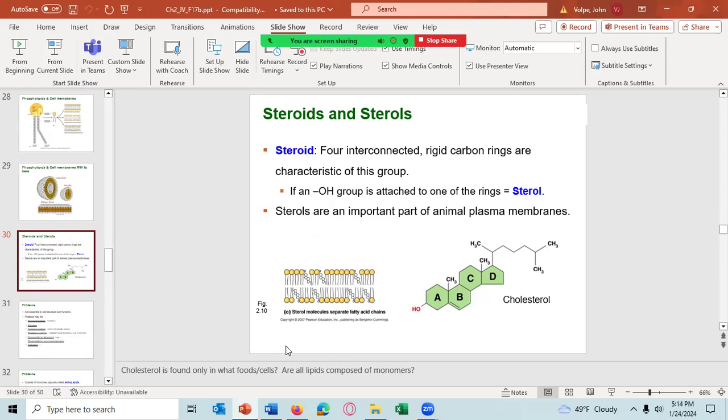A steroid is four interconnected rigid carbon rings characterizing the group. The most famous is cholesterol, shown here, and it has four rigid carbon rings. If there's an OH group attached to the steroid, we call it a sterol. So cholesterol, which has the ol, is a sterol. Sterols, particularly cholesterol, are an important part of the animal cell membrane.